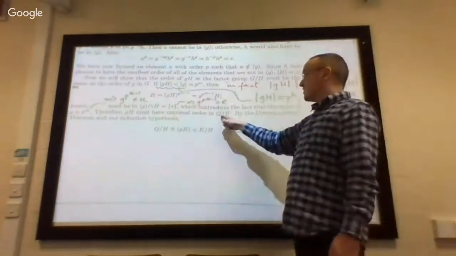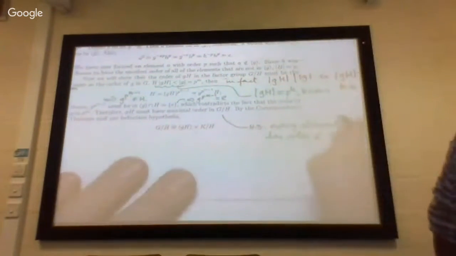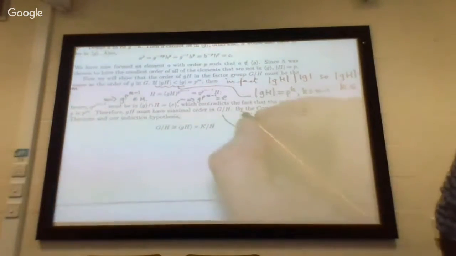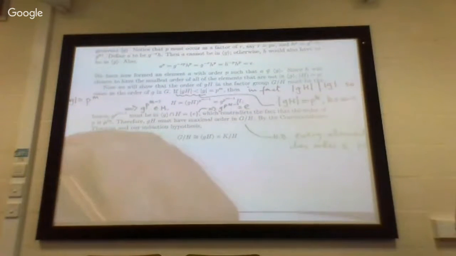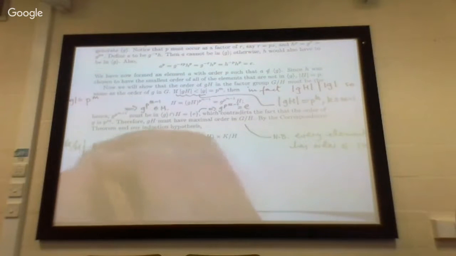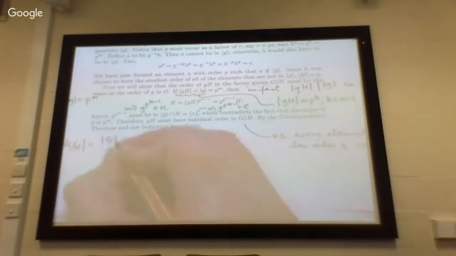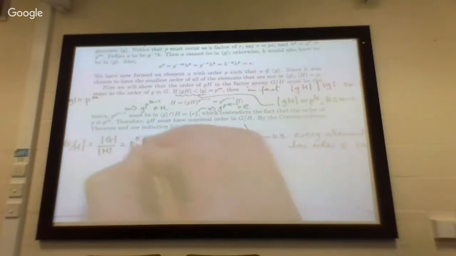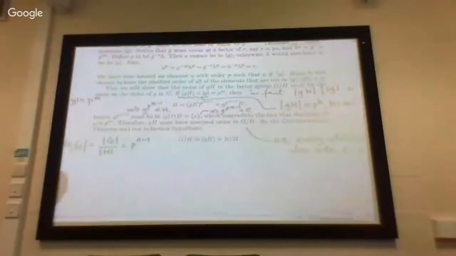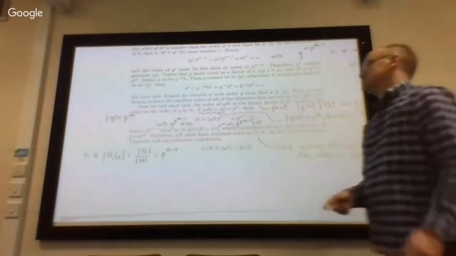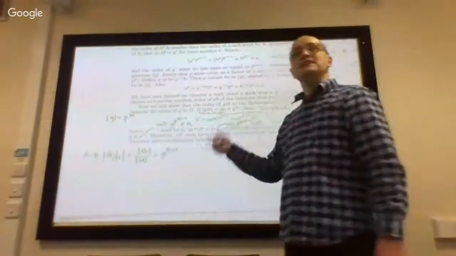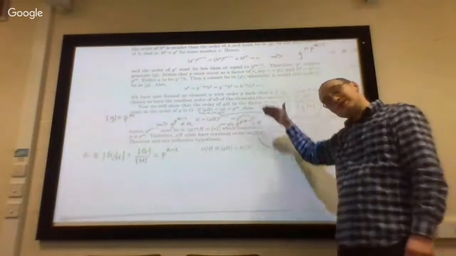But the size of the factor group, sorry, I've got extra notes all over the place, is the size of G divided by the size of H. P to the n was the size of G, H is size P. So the size of the factor group is p to the n minus 1. That means it's covered by, because remember, we're in the middle of an induction proof here.